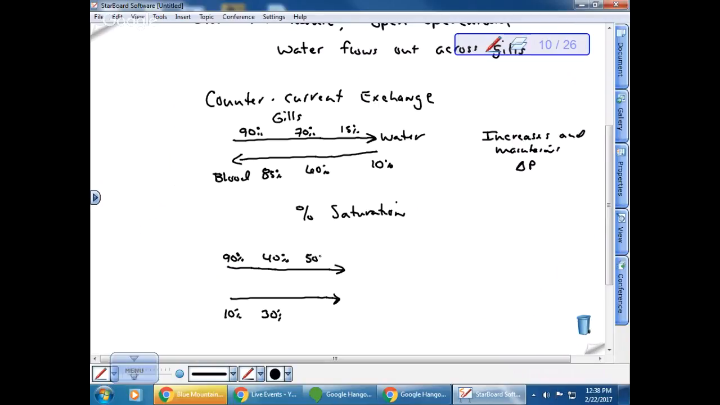And let's say it gets to 50% and 50%. So here we have gas moving in this direction, and then it stops, right? Even if there's 50% saturation in the water, it will not diffuse because it's equal to what is in the blood. That's why it's really important that countercurrent exchange will allow the fish to extract more oxygen from the water. So even when the water has only 15% oxygen in it, diffusion will still take place, okay? So it still occurs. Does that make sense to everybody?